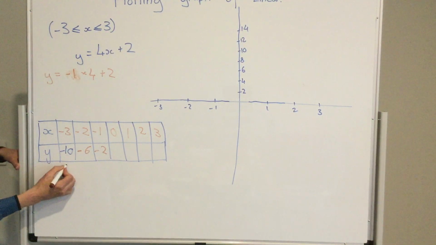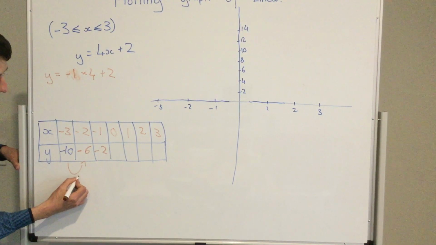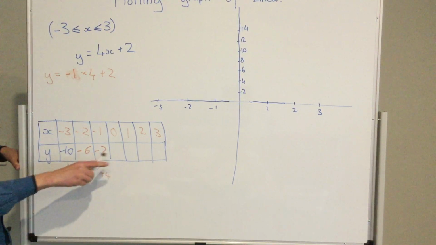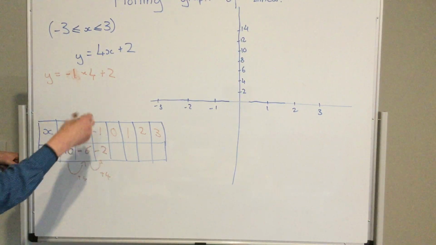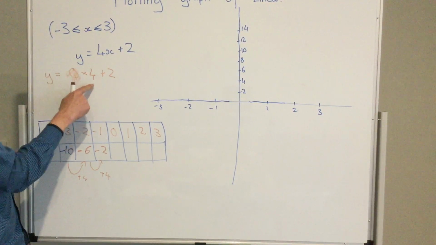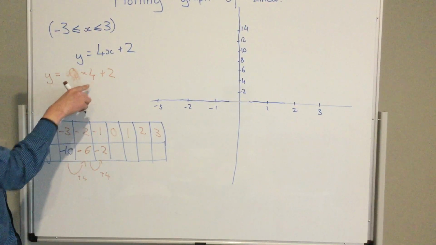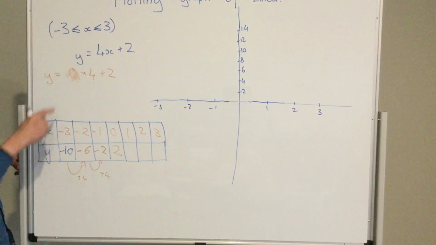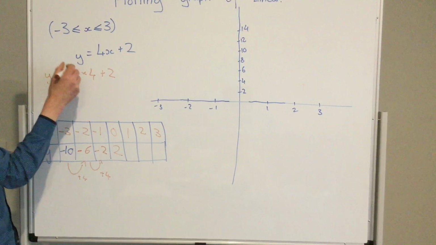So far, I can see that each time we're adding 4. So that means the next one should be 2. Let's see. 0 times 4 equals 0. 0 plus 2 equals 2. So now I have found my pattern.